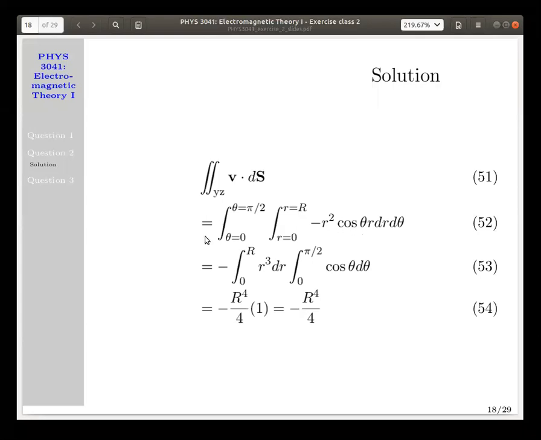Similarly, we can do the integration separately on each variable. The alpha here will give you R to the power 4 over 4. The theta part here will give you 1, but don't forget the minus sign here. So you get minus R to the power 4 over 4.